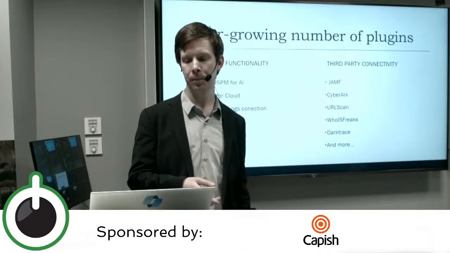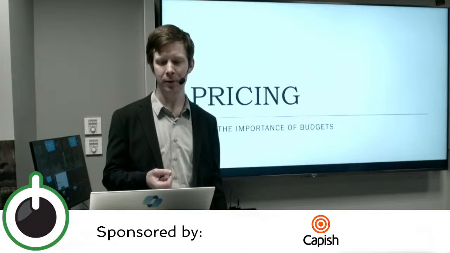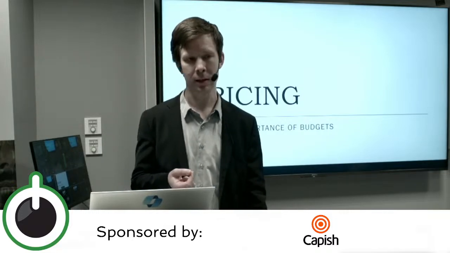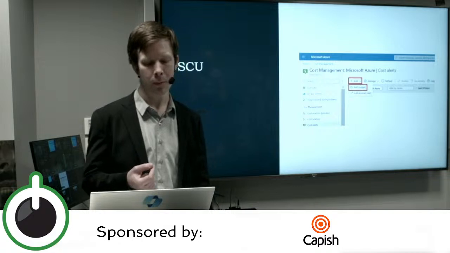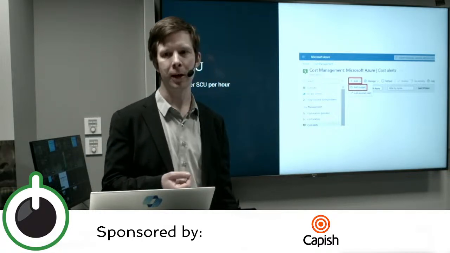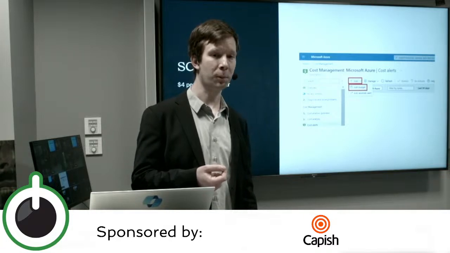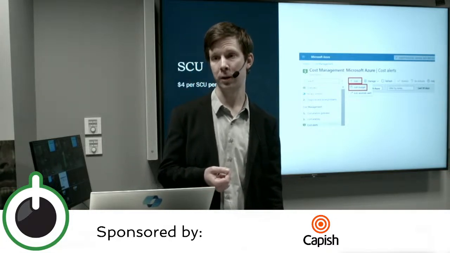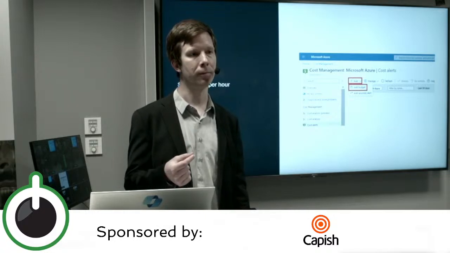Now, I've been talking quite heavily about how expensive this stuff is. Why do we need to have a budget? Why is it so? Well, because it's $4 per SCU per hour. That's some 30,000 Swedish krona a month if you just leave it running.